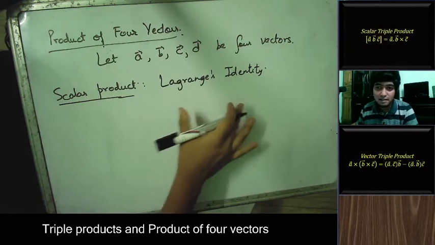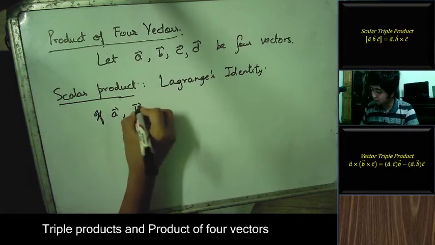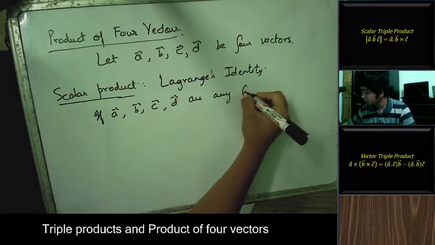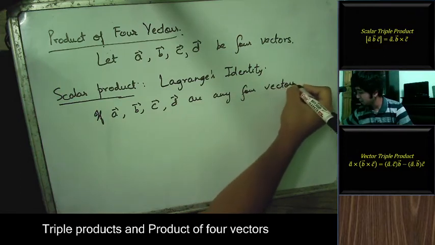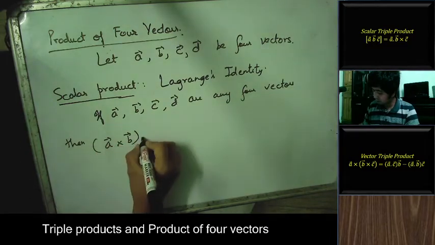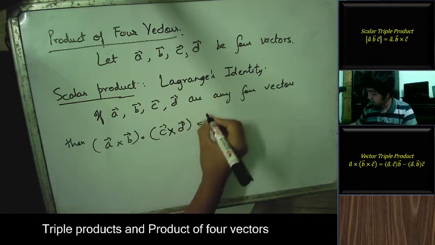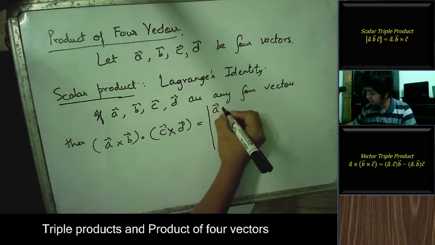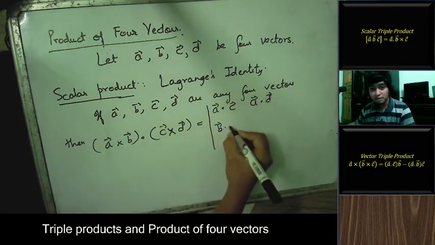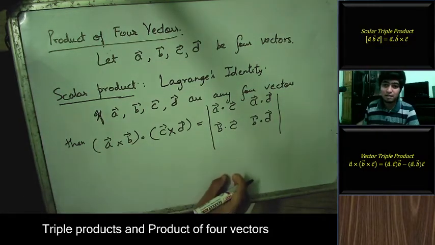This identity states that if A, B, C and D are four vectors, then A cross B dot C cross D is equal to the determinant with entries A dot C, A dot D, B dot C, B dot D. So it is equal to this determinant.